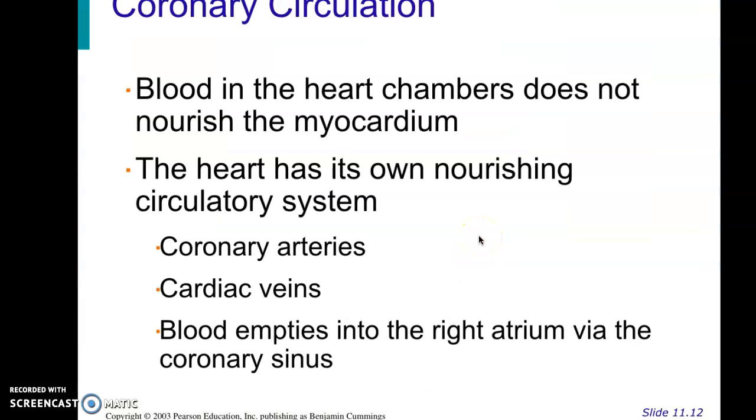The other thing to keep in mind is that the chambers of the heart do not nourish the myocardium, or the muscle of the heart. So it has its own circulatory system. It has coronary arteries and it has cardiac veins. That blood then empties into the right atrium by way of what's called a coronary sinus.